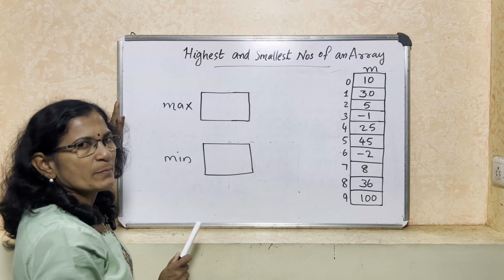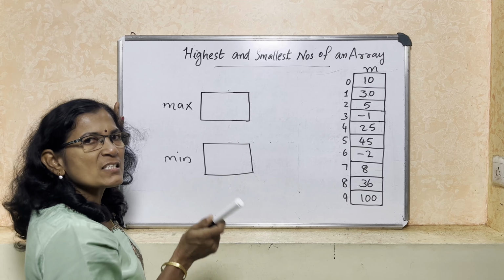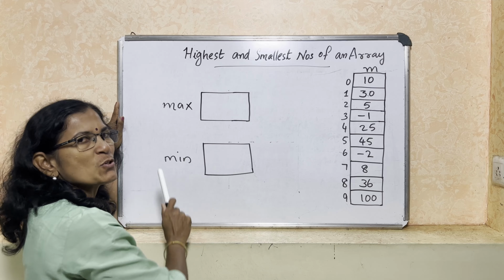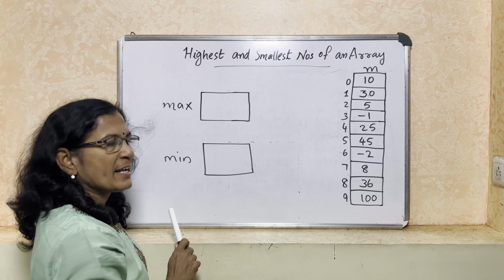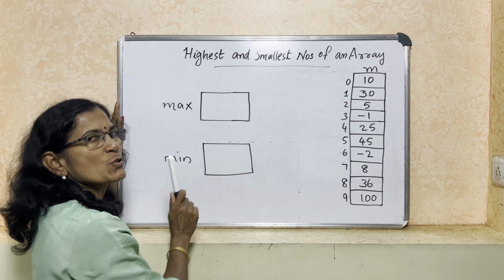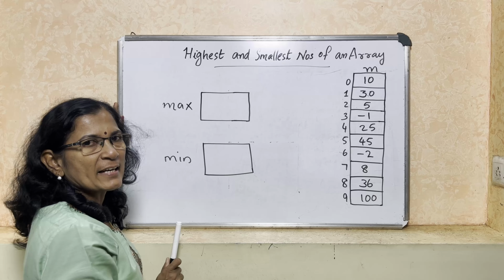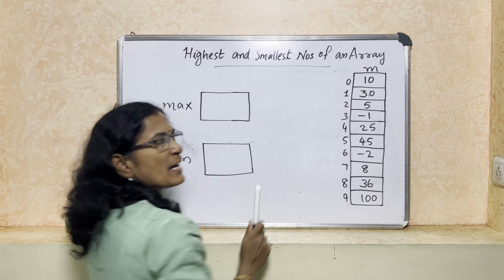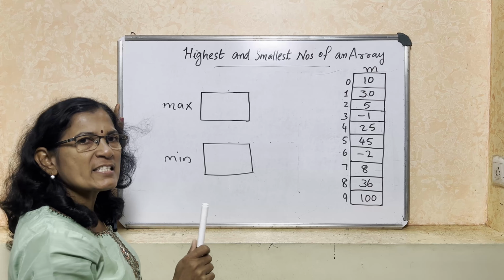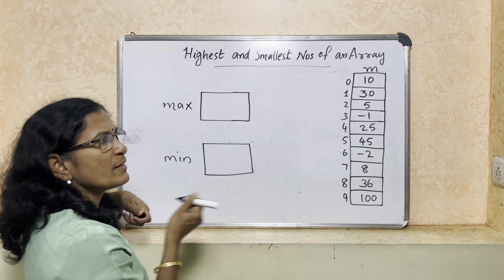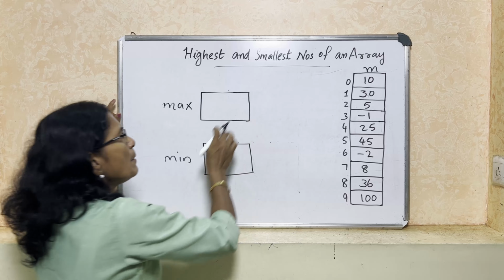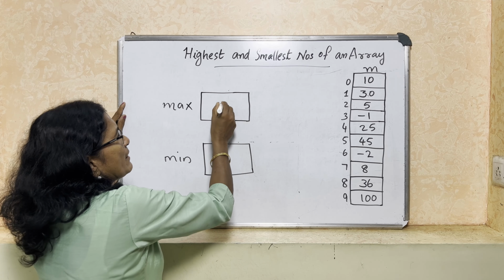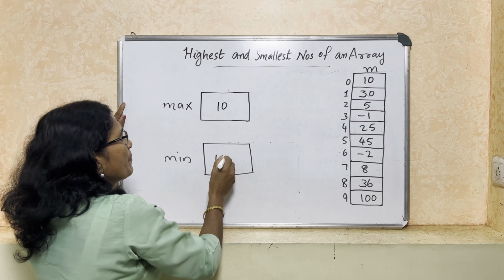Let's take two variables to store the highest value and the smallest value. The variable max is used to store the highest value of the array and the variable min is used to store the smallest element of the array. Let's assume that the first element of the array is the highest and smallest initially. Let's store the first element of the array in max and min. Max is equal to 10 and min is equal to 10.